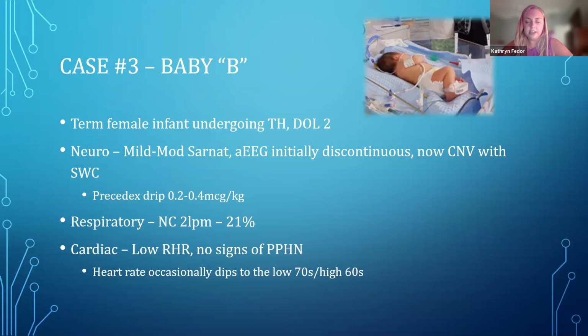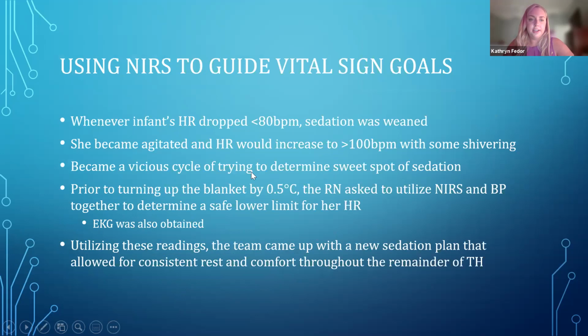And oftentimes we might filter in a PRN and work our Precedex down a little bit, but I had the nurse come over and ask me about the low resting heart rate. It occasionally dipped to the low 70s, and then as the day progressed would start to dip into the high 60s, which is definitely outside of our limits of what we consider normal. So again, we huddled with a provider. We brought everyone over and we said, let's really look at this baby from all aspects.